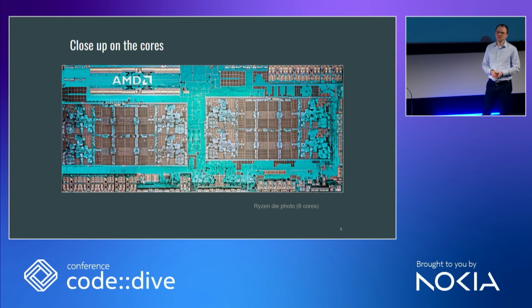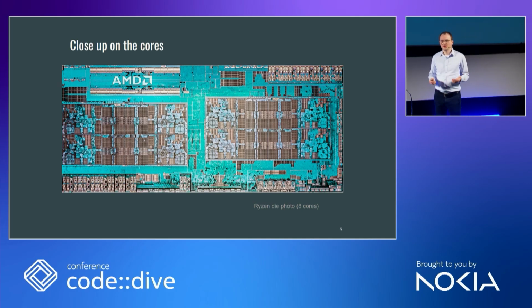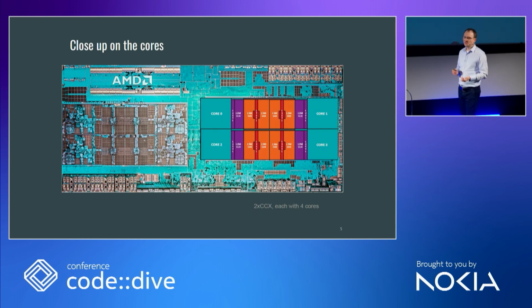So this is a close-up on an older CPU. We have 8 cores here in 2 groups of 4. And we can clearly see where the actual cores are, and the L2 and L3 caches in the middle. So we already see that even on the CPU die, most of the space is just caches.